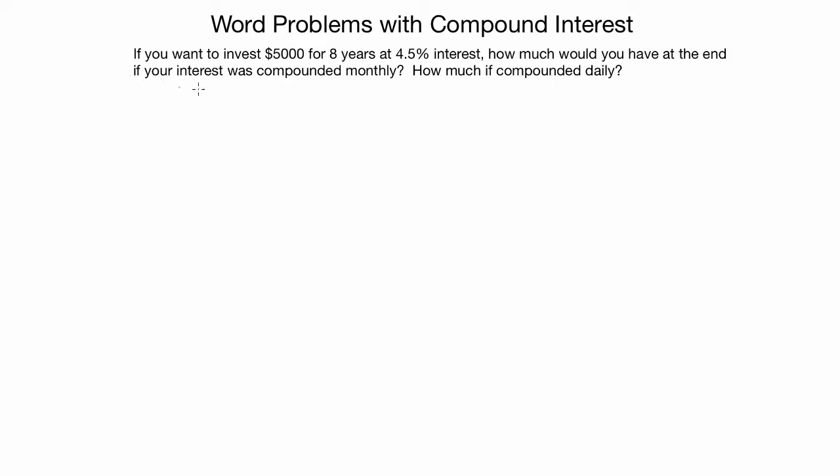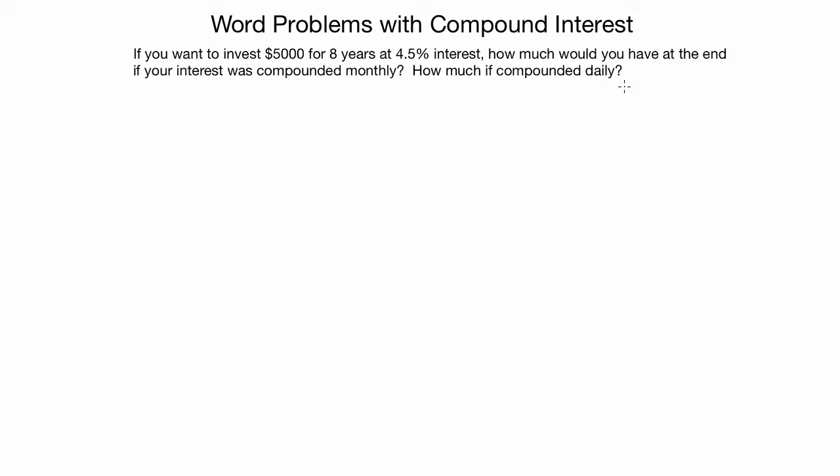Here's our problem, and then we'll break it down. If you want to invest $5,000 for 8 years at 4.5% interest, how much would you have at the end if your interest was compounded monthly? And how much would it have if it compounded daily?